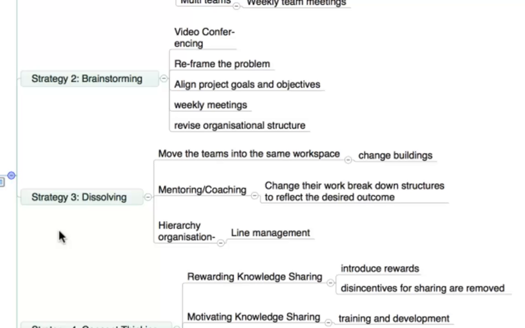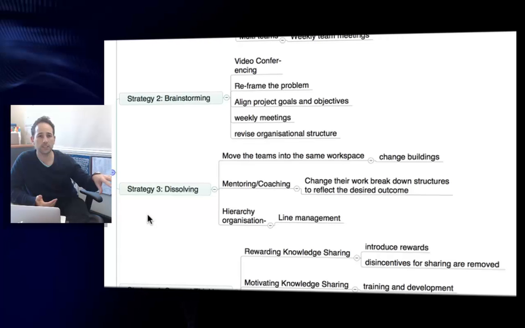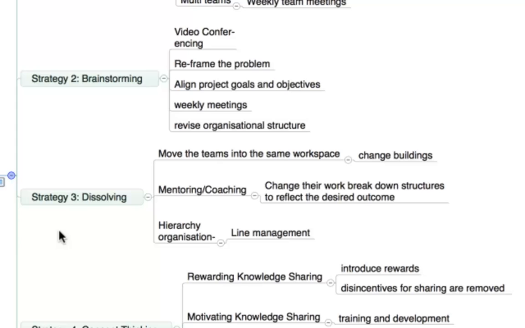Strategy 3 was dissolving. Now, when you're dissolving a problem, effectively you're taking away that tension so it no longer exists. So I was looking at a process that would mean I was running towards the actual problem. So I came up with 3 ideas to address that. So firstly, move the teams into the same workspace so they don't have to change buildings. Secondly, the mentoring and coaching approach. And that would really mean that I'd actually have to, as the manager, evaluate their work breakdown structures and align them together so we could achieve the desired outcome.